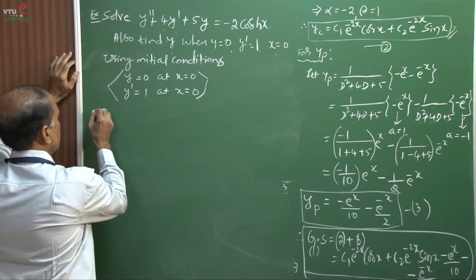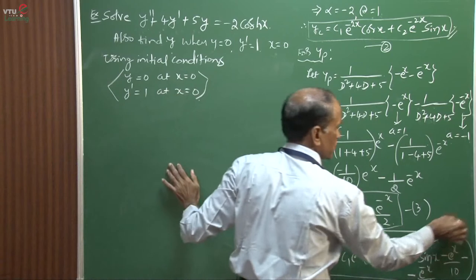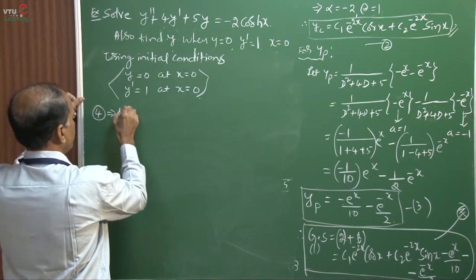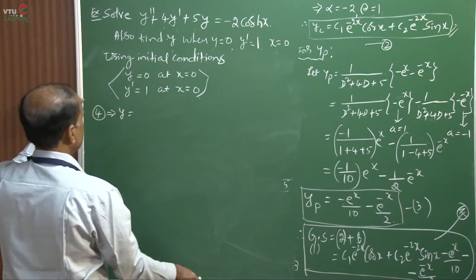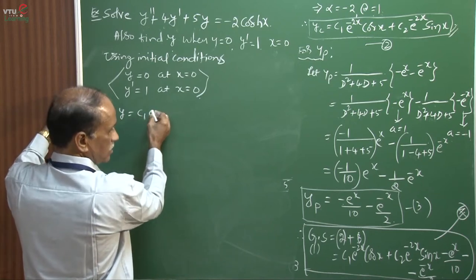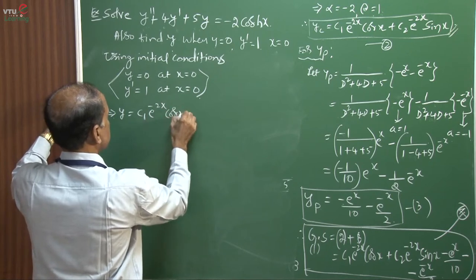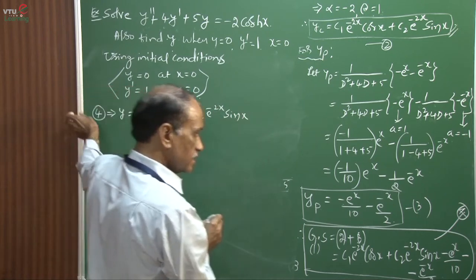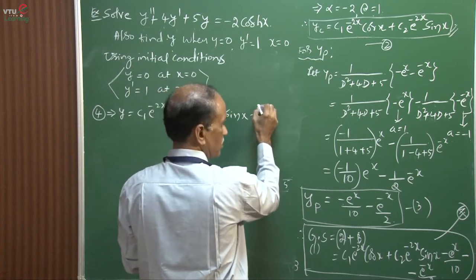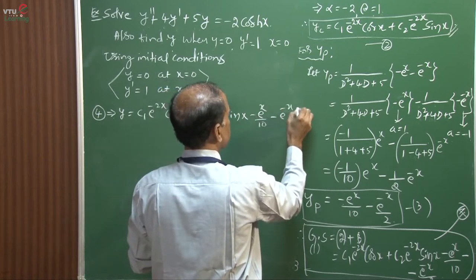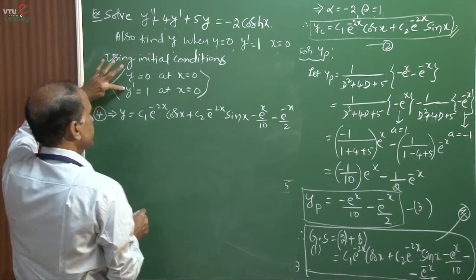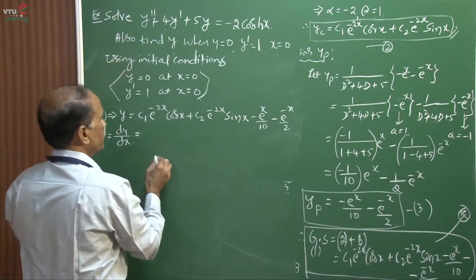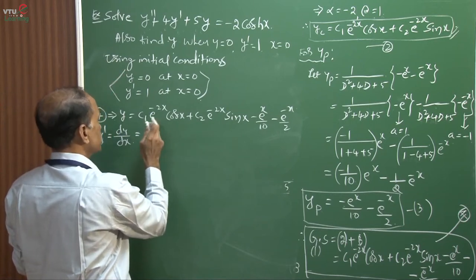Let us verify. Now, if you name this as equation 4, that implies y is equal to C1 e^(-2x) cos x plus C2 e^(-2x) sin x, minus e^x/10, minus e^(-x)/2. But here y dash is there, means dy by dx. This is called y dash. You have to differentiate this equation with respect to x.